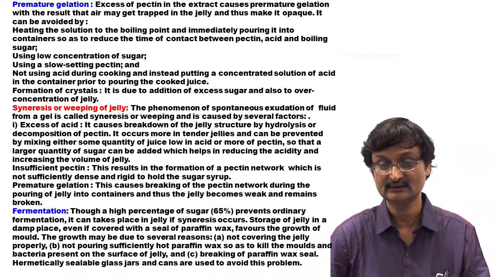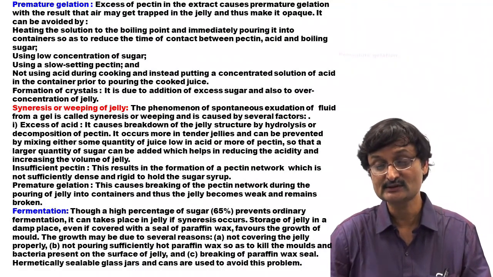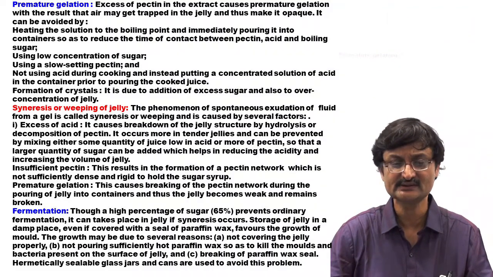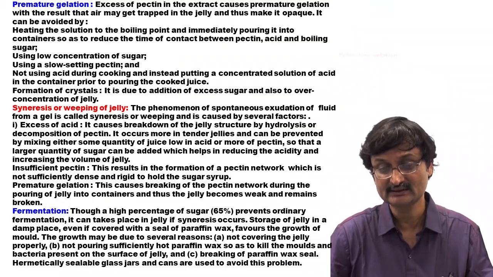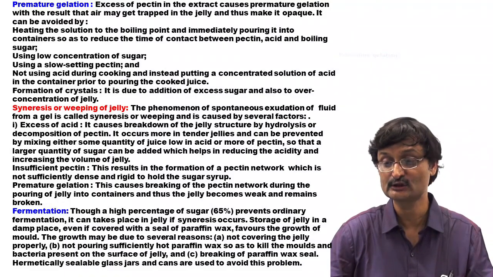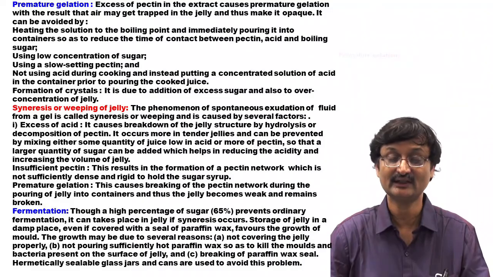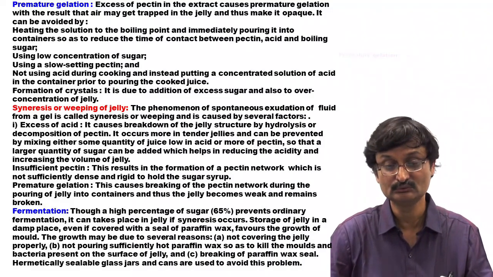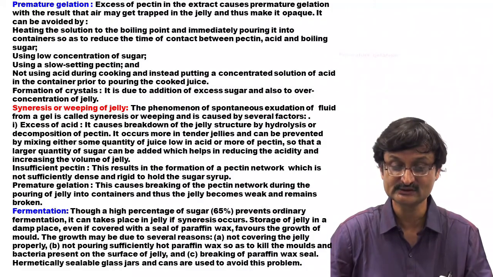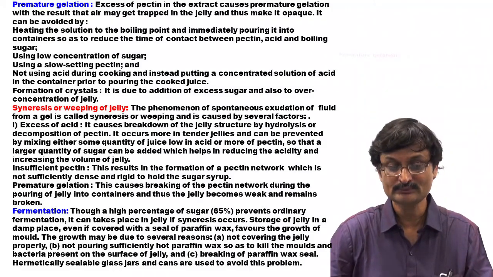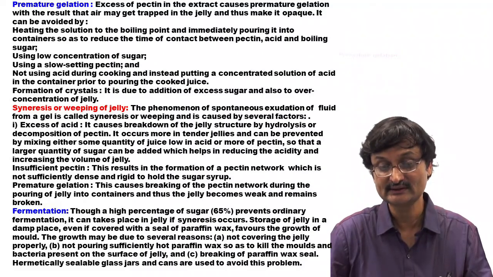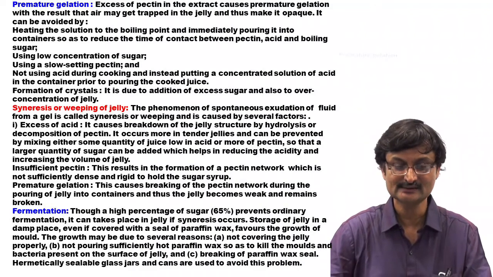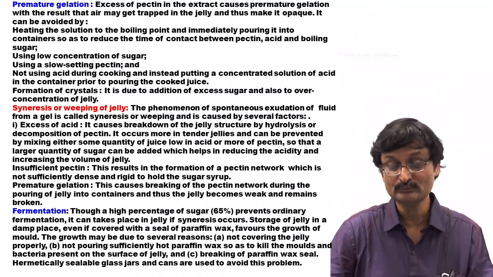Premature gelation. Excess of pectin in the extract causes premature gelation, with the result that air may get trapped in the jelly and thus make it opaque. It can be avoided by heating the solution to boiling point and immediately pouring into containers, using low concentration of sugar, low meaning optimum, using a slow setting pectin, and not using acid during cooking. These are the methods.